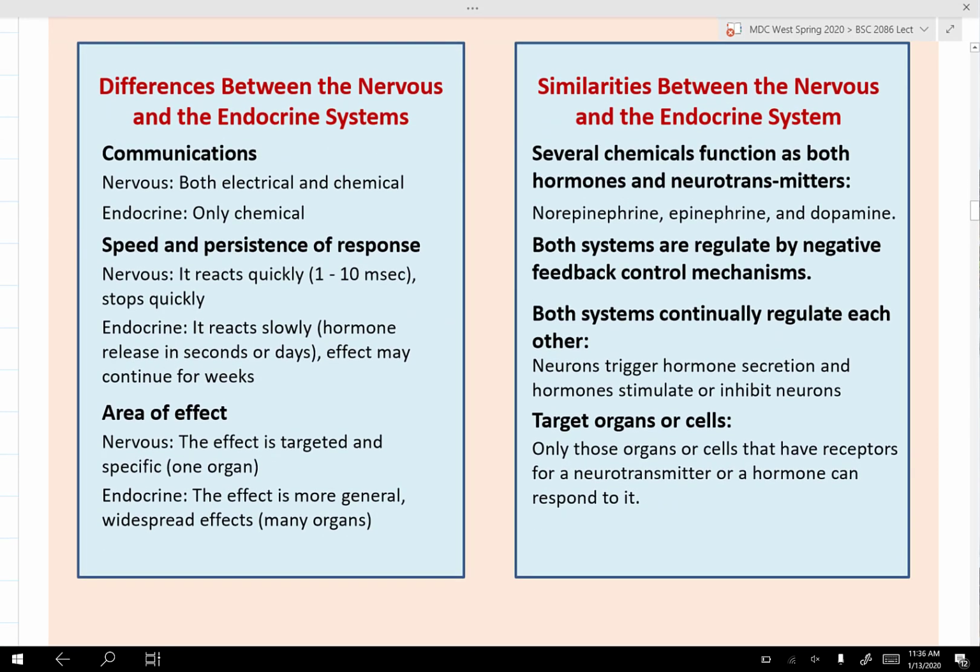So what is the difference between the nervous and endocrine system? The nervous system does both electrical and chemical communication. Because if you think about it, on the neural communication we talked about in 2085, they talked to you about acetylcholine or norepinephrine, right? Acetylcholine is a neurotransmitter, but epinephrine is a neurotransmitter too. But epinephrine is also a hormone. What? How can you be a neurotransmitter and a hormone at the same time? Simple.